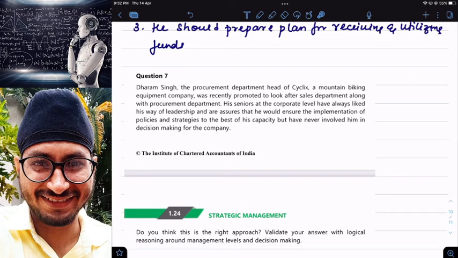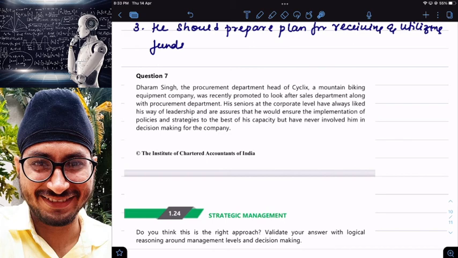His seniors at the corporate level have always liked his way of leadership and are assured that he would ensure the implementation of policies and strategies to the best of his capacity, but have never involved him in decision making of the company. Sir, even though Dharam is in charge of the sales and purchase departments, who will have better knowledge about from where to buy raw materials and from where not to buy? Dharam Singh, who is an employee, or directly the top level management? Who will have a better understanding of customers? Is it Dharam Singh, who is directly related to the customers, or top level?